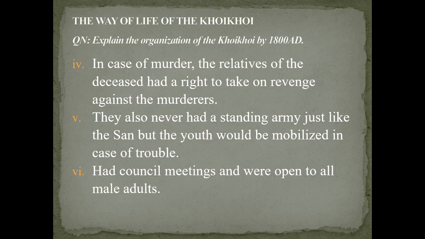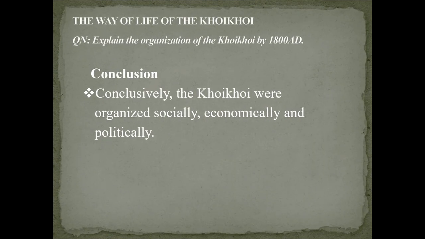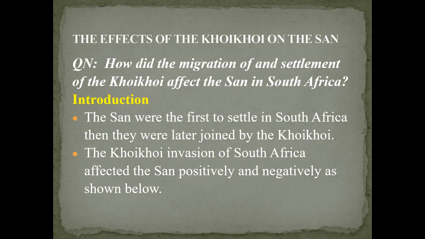Then they had the council meetings, which were open to only male adults. Council meetings were there to discuss matters concerning their community or the society. Okay? Like how we have village meetings. They could sit and only adult males could be allowed to attend those meetings. You go ahead and conclude by saying the Khoikhoi were organized socially, economically, and politically. So that is that with the organization of the Khoikhoi.